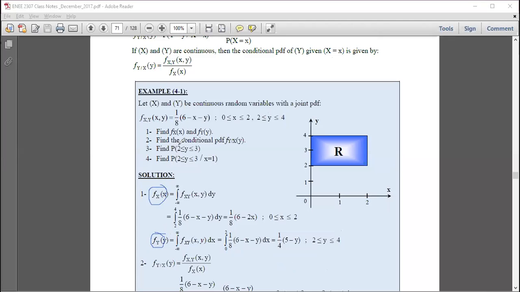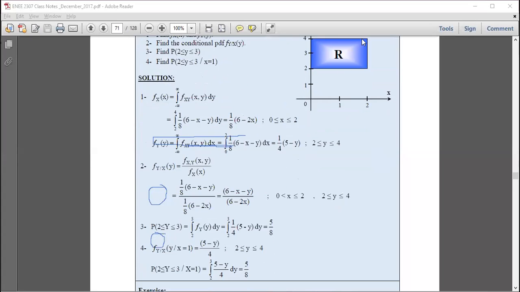Let's look at the second one. Find the conditional PDF. Okay, now we need to find the conditional PDF. We already found the marginal PDFs, and we need to find the conditional PDF. It's straightforward from the definition: the joint PDF over the marginal PDF which you condition on.